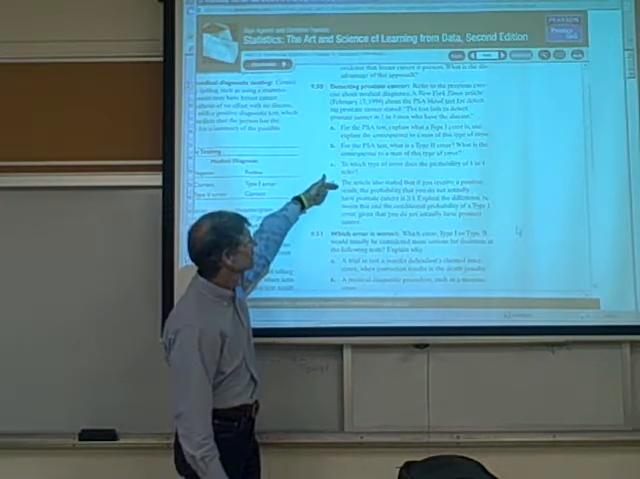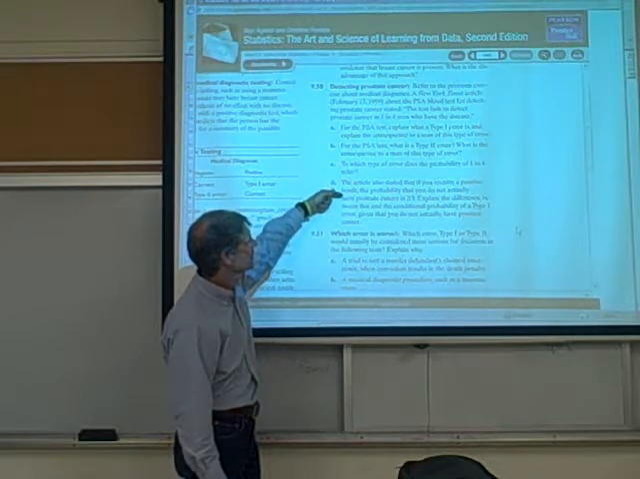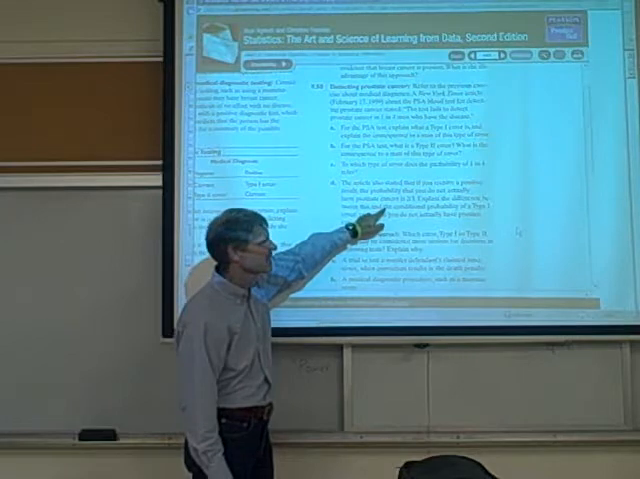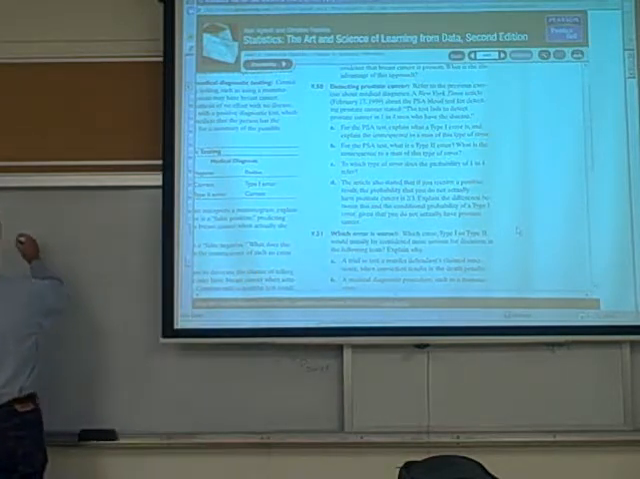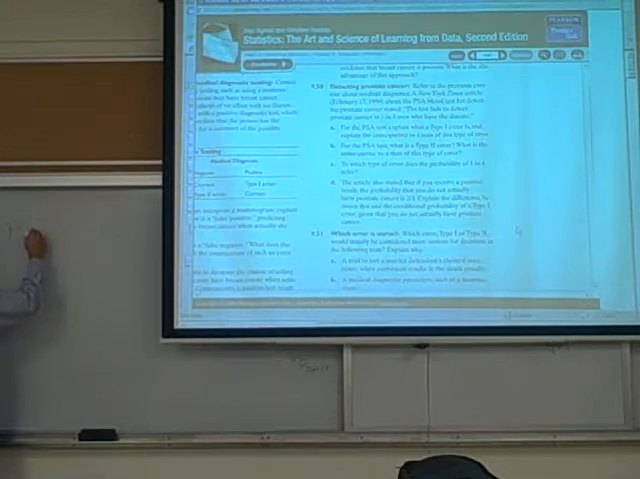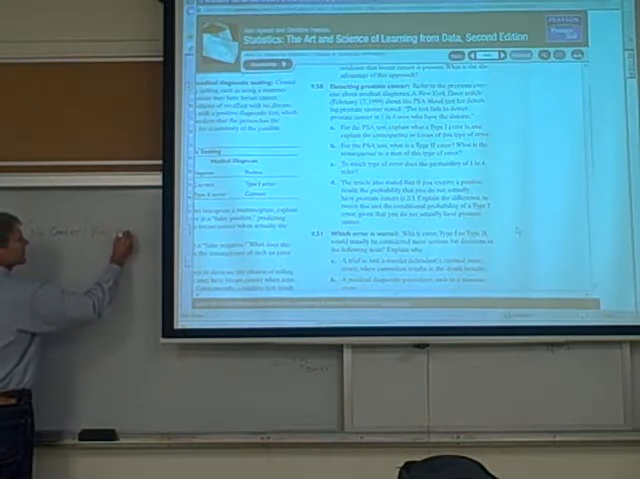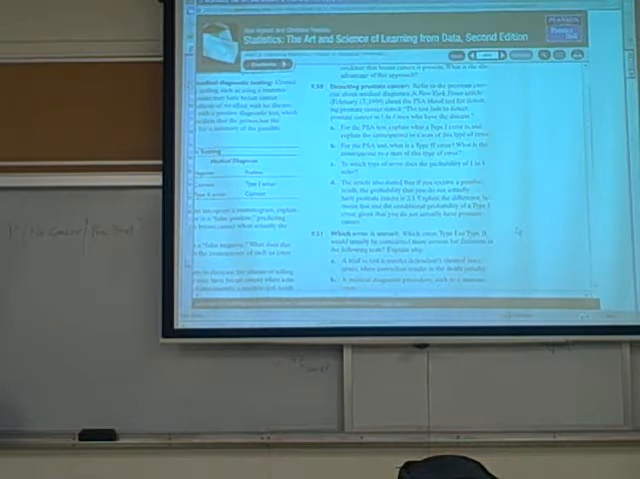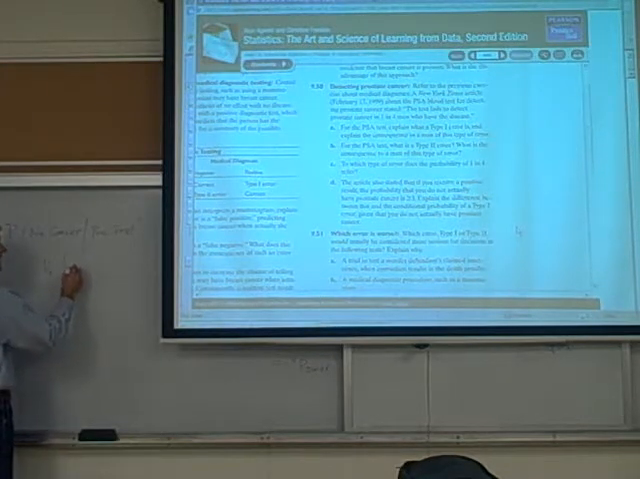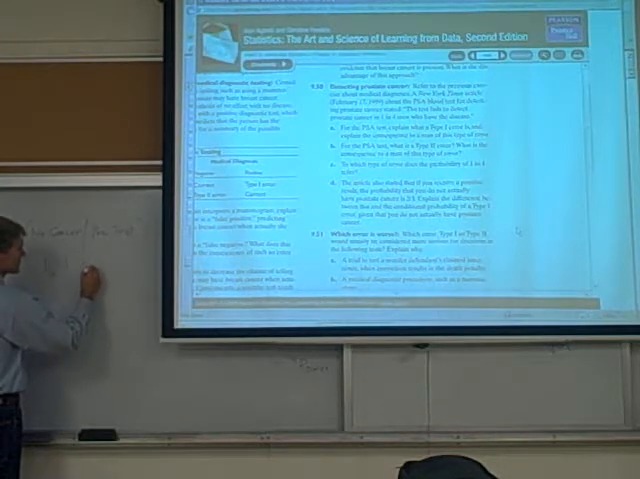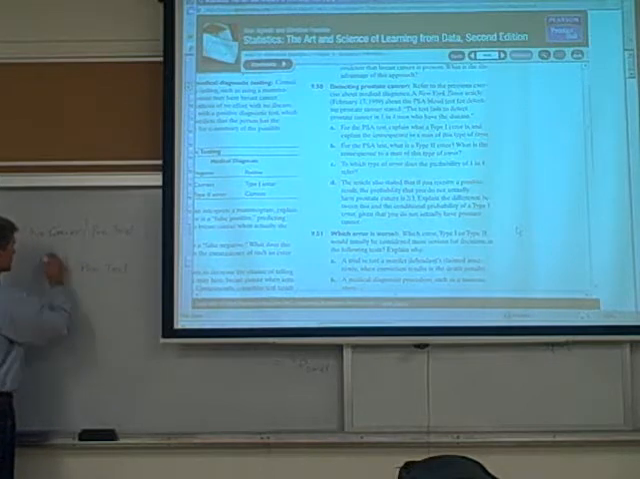The article stated that if you receive a positive result, the probability you do not actually have prostate cancer is 2/3. So this is what it says in symbols. The probability of no cancer given a positive test. Right? No cancer is the null hypothesis. So that's the probability that the null is true given the data. I don't know how to write it other than to say positive test.